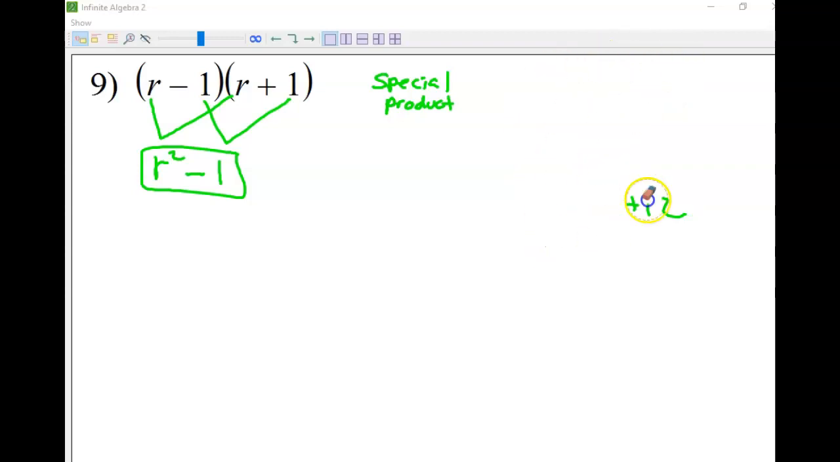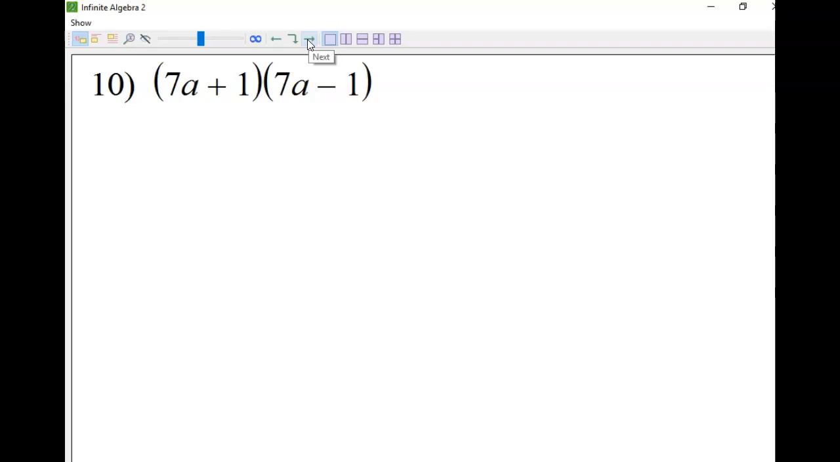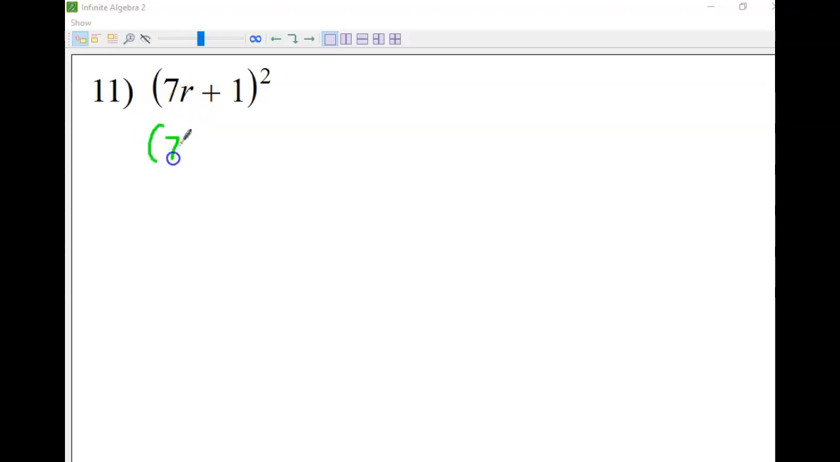The other type of special product that we talked about was, what if they're exactly the same? So first of all, check this out. This is 7r plus 1 squared. A big mistake people make there is they decide to multiply. Okay guys, quiet please. Almost done. Hang in there with me. John.